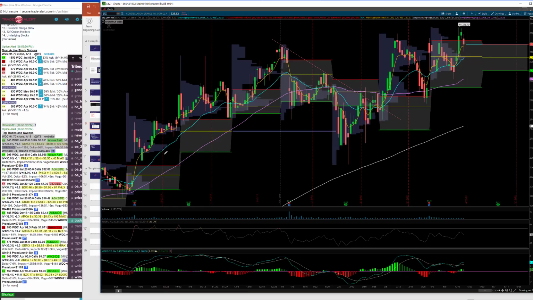Right. So what we're also trying to do here is replicate a stock position a little bit. So basically, if the stock doesn't move, you're not going to get dinged by the theta decay.